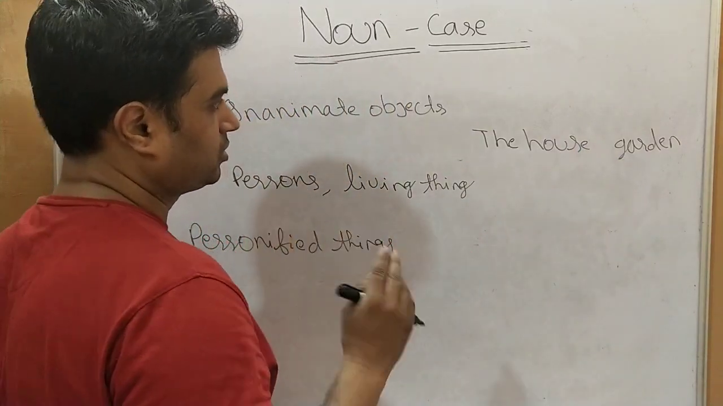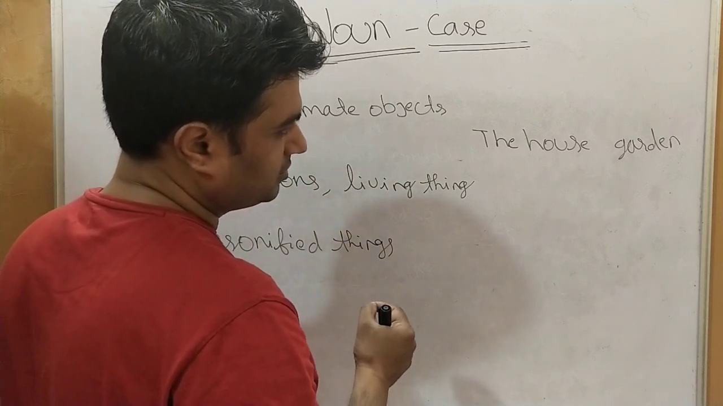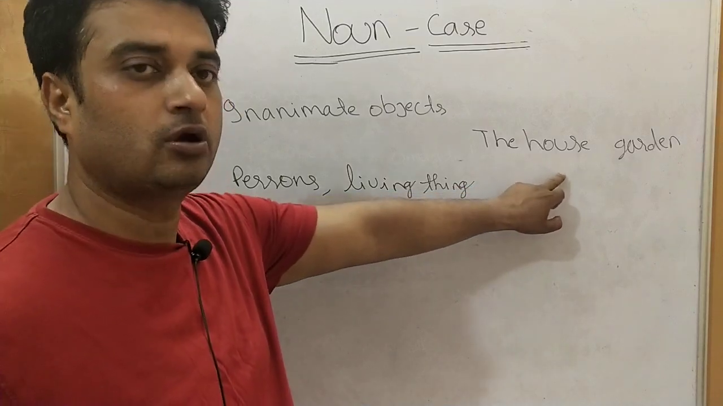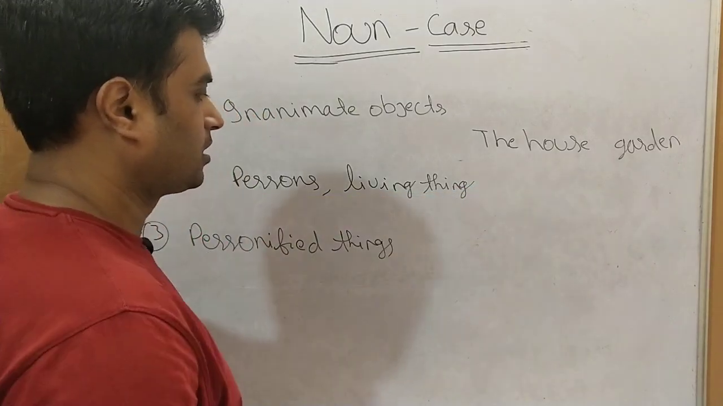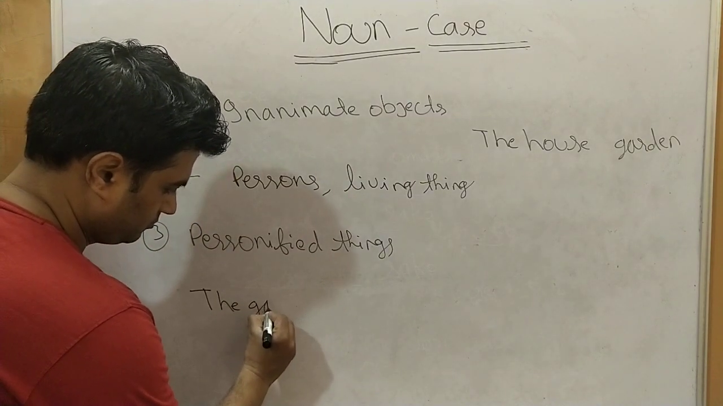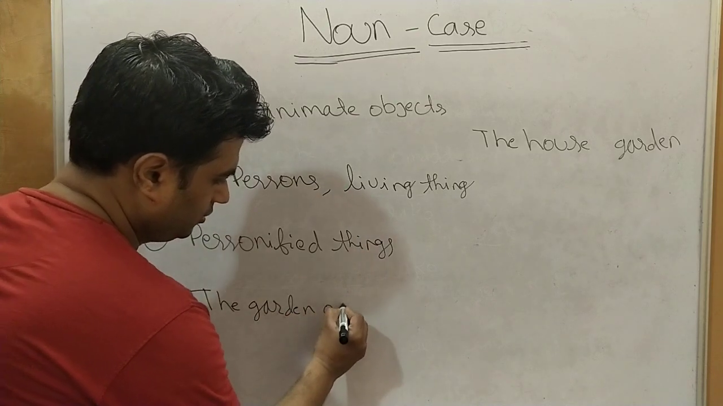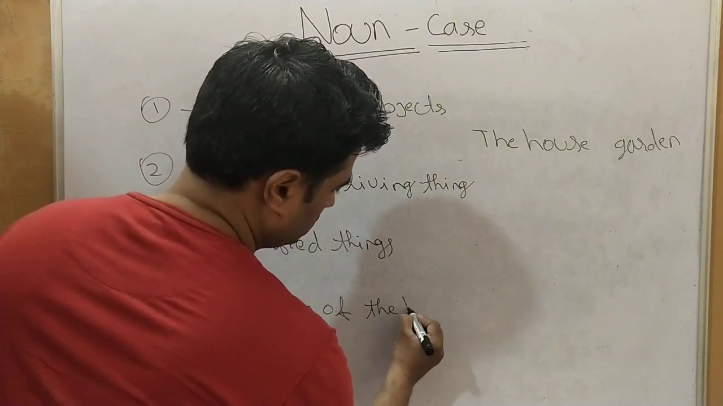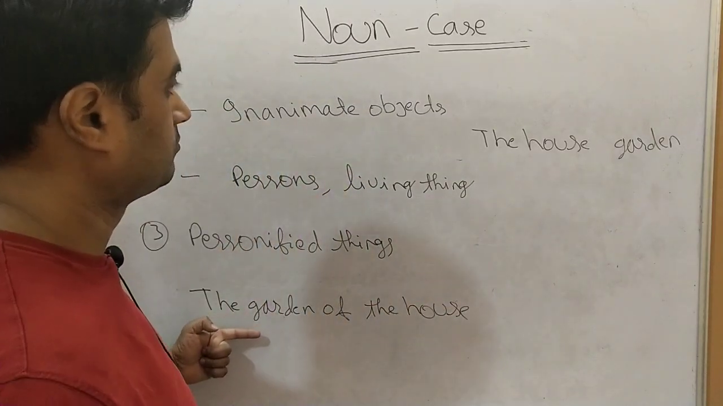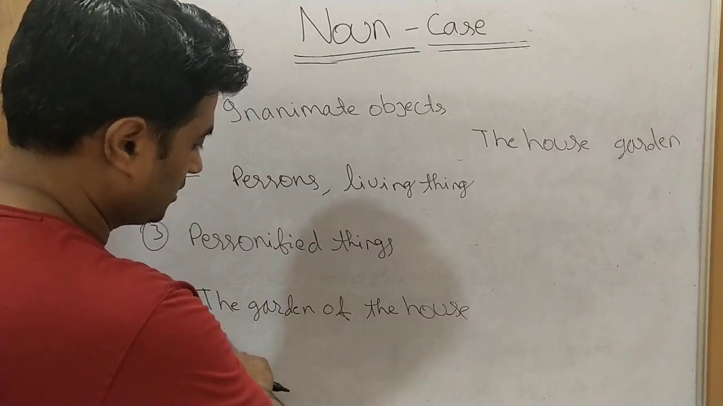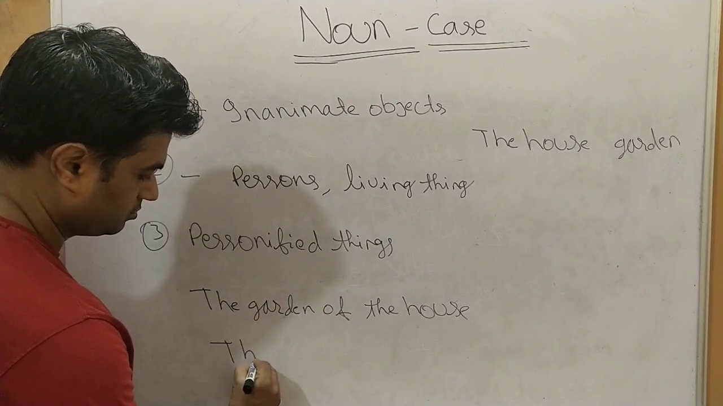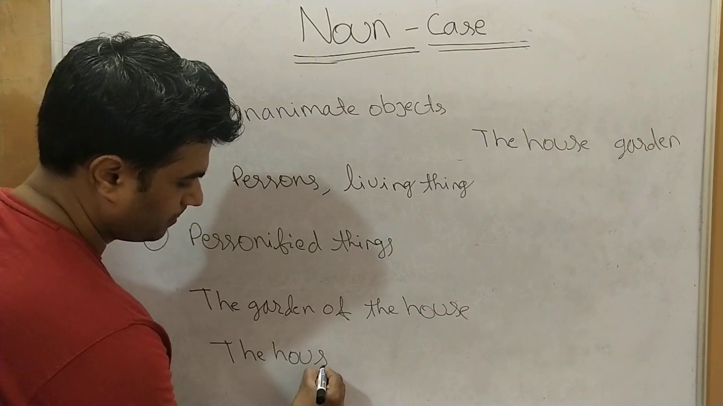There are two ways. First, whenever there is an inanimate object, we show the relation by the preposition of. We say the garden of the house. Let me write it here: the garden of the house. So either we can say it like this, the garden of the house, or we can say the house garden.